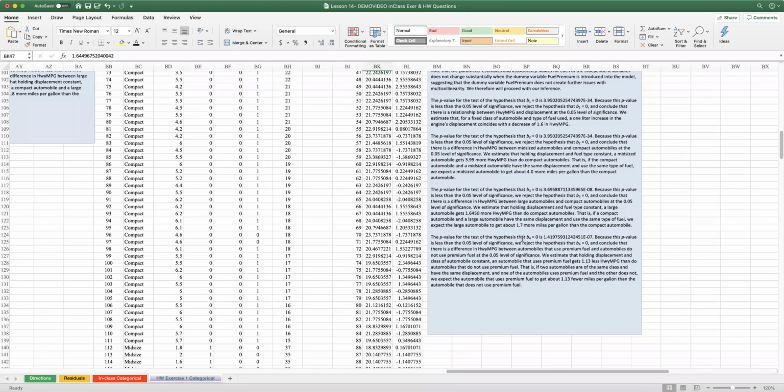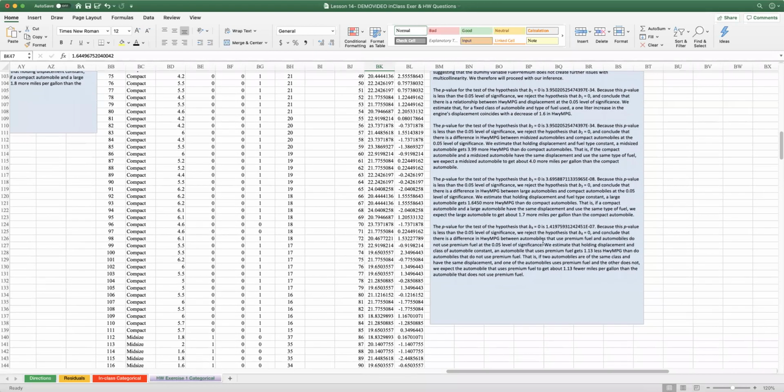Okay, the p-value for B4, which is fuel type, is significant. So what's that mean? We estimate that holding displacement and class of automobile constant, an automobile that uses premium fuel gets 1.13 less highway miles to the gallon than do automobiles that do not use premium fuel. That is, if two automobiles are of the same class and have the same displacement, the one that uses premium fuel and the other one does not, we expect the automobile that uses premium fuel to get roughly 1.13 fewer miles per gallon than the automobile that does not. So you have to hold the others constant when you're making your conclusions about what that variable means.